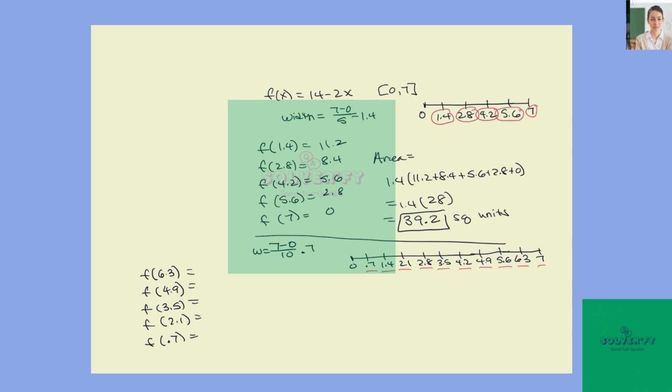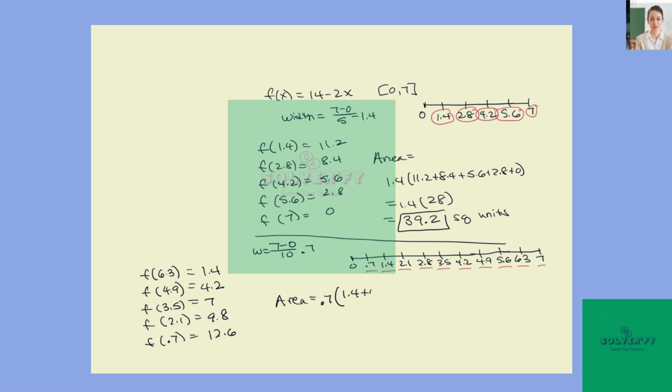6.3 is 1.4. 4.9 is 4.2. 3.5 gives me 7. 2.1 gives me 9.8. And 0.7 gives me 12.6. So my area estimate is going to be the width times the sum.